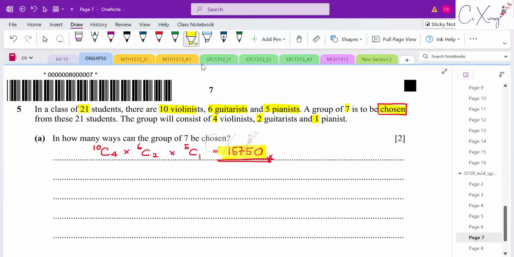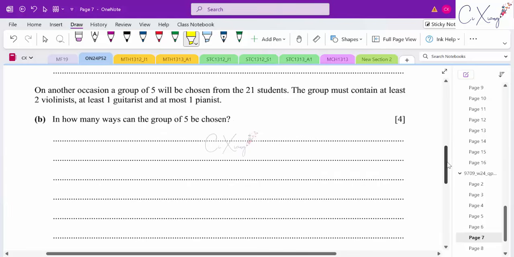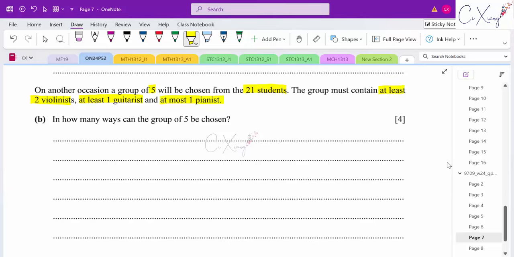Okay, so this is a straightforward question. So let's have a look at part B. For part B, they say that another occasion, a group of 5 will be chosen from the 21 students. The group must contain at least 2 violinists, at least 1 guitarist, and at most 1 pianist. So how many ways can the group of 5 be chosen?